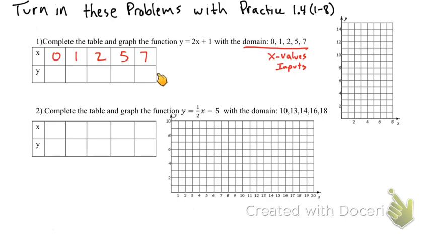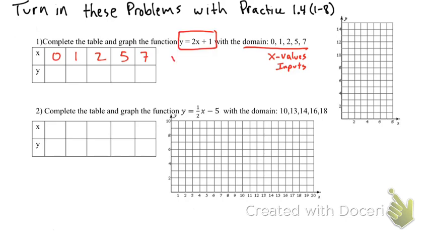Now, in order to complete this table, I got to fill in the y's. How do I fill in the y's? We use our function that is given to us. Okay? And it's pretty simple. We're going to take one x value. In this case, we'll take 0 first. We're going to plug it in for x, do the math, and it's going to give me my y value. So watch.